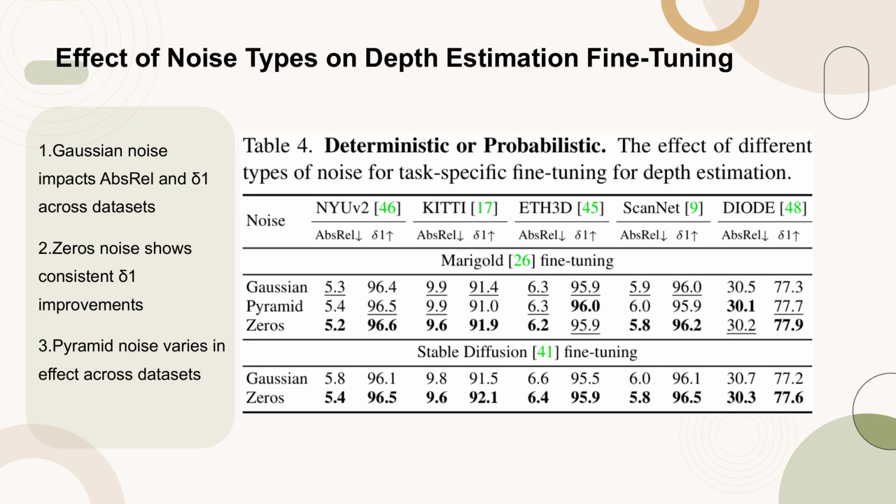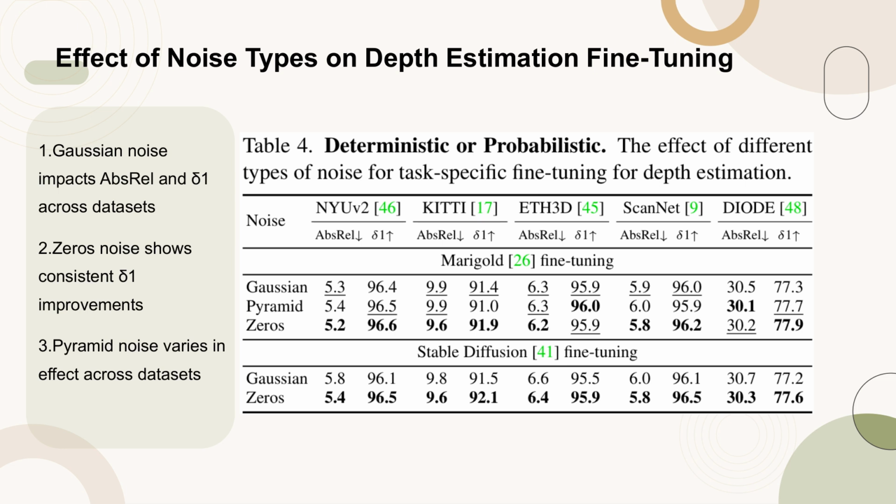Table 4 presents the impact of different types of noise on the task-specific fine-tuning for depth estimation. The table compares the effects of Gaussian, pyramid, and zeros noise on metrics such as absolute relative difference, ABS-REL, and delta-1, across various datasets including NYUv2, KITTI, ETH3D, ScanNet, and DIODE. The results indicate that Gaussian noise generally increases ABS-REL and decreases delta-1, while zeros noise consistently improves delta-1. Pyramid noise shows varied effects depending on the dataset, with some improvements in ABS-REL and delta-1, but also instances of increased ABS-REL.